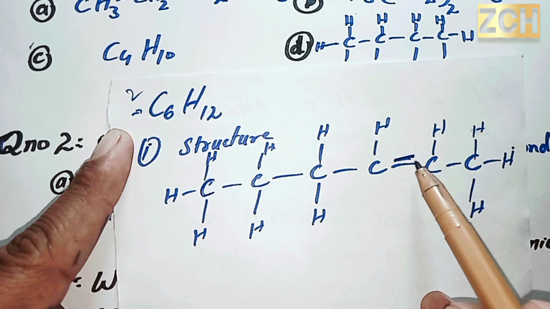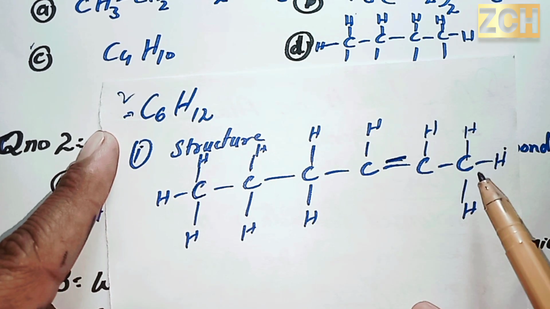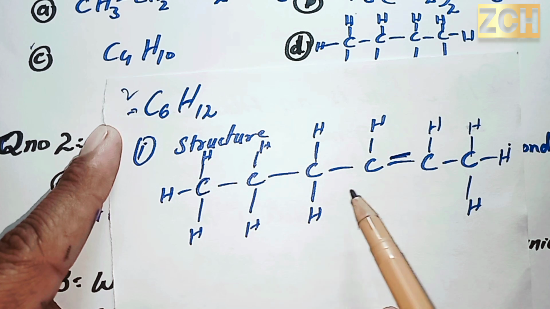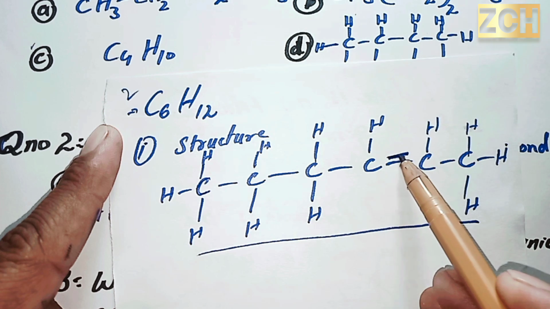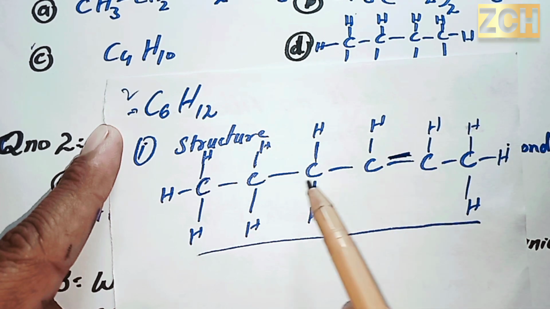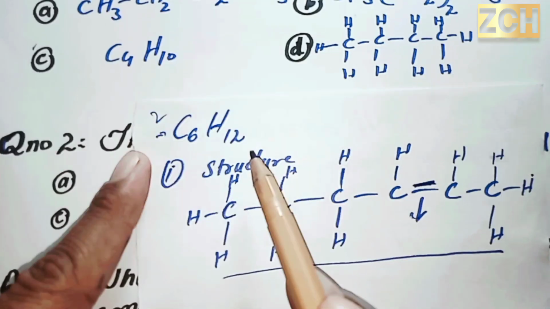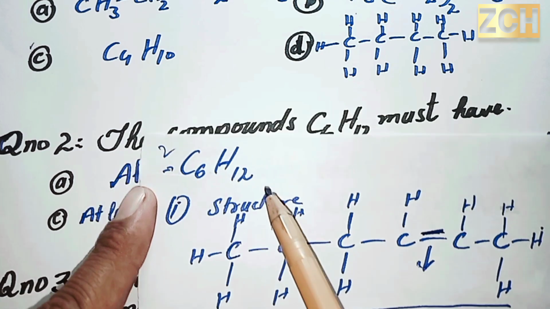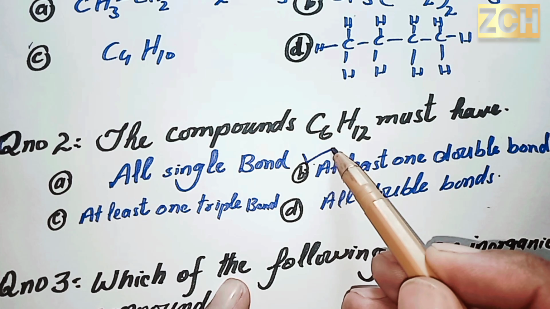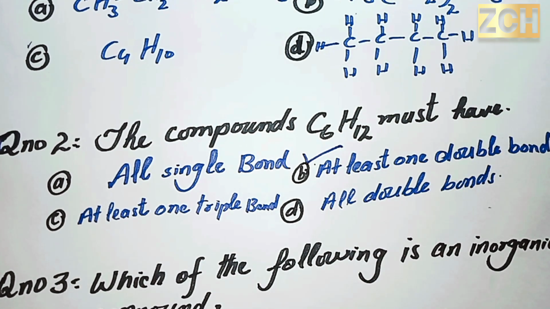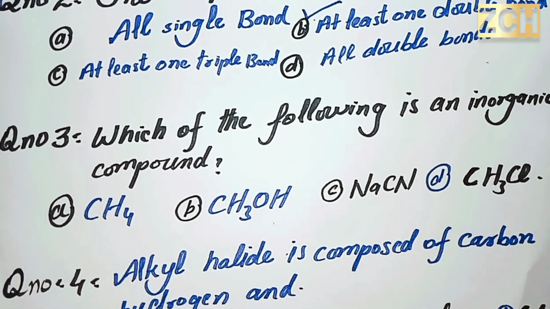Now each carbon atom fulfills the valency of 4. So in this structure we can see that it contains a double bond along with other single bonds. So C6H12 has at least one double bond. So option B is correct. Next, question number 3.